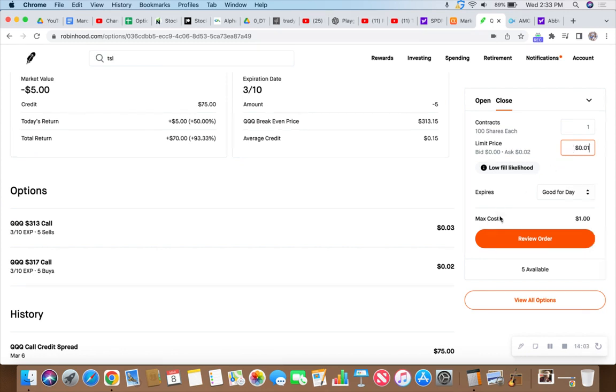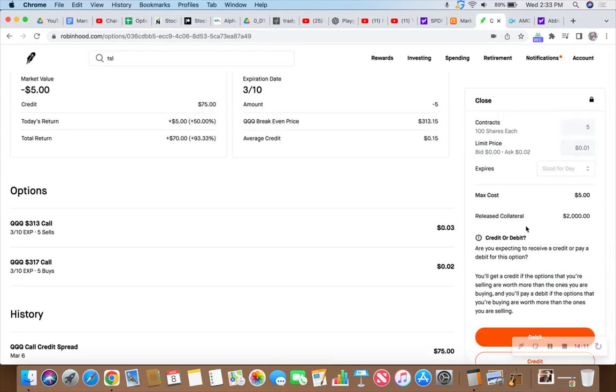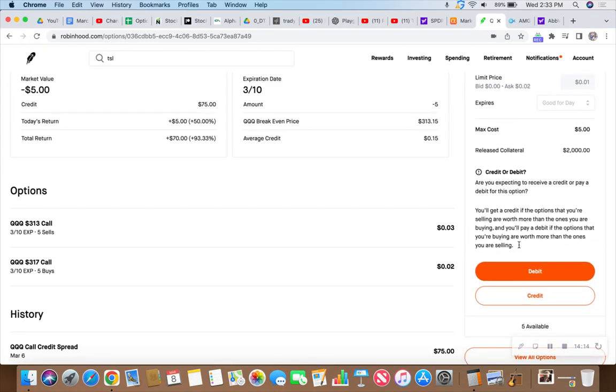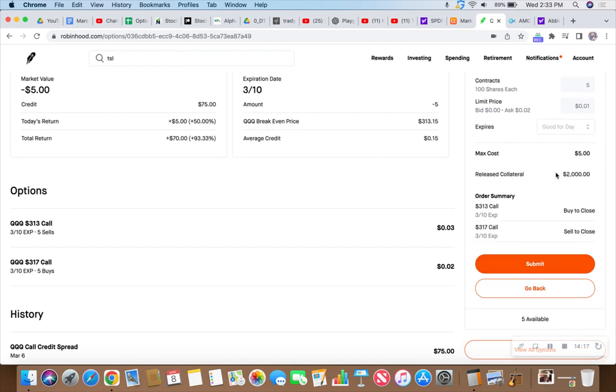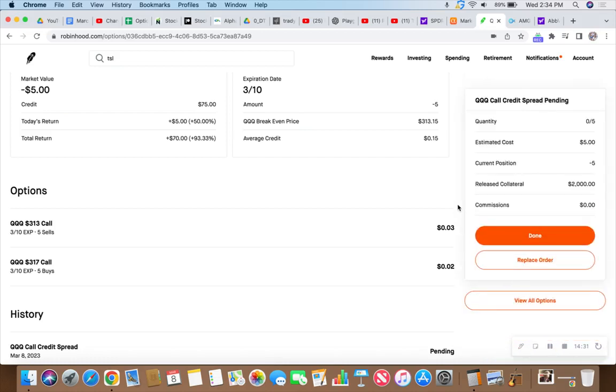It says a low likelihood, 5 contracts. So we would close that, pay the $5 to close it. Am I expecting a credit or a debit? A debit. It will release the $2,000 in collateral. And then that trade will be off the table at almost full profit, right? So let's see if that thing fills and we close it out, pay $5 to do so, and live to trade another day. We'll leave that on for the moment, see what happens there.